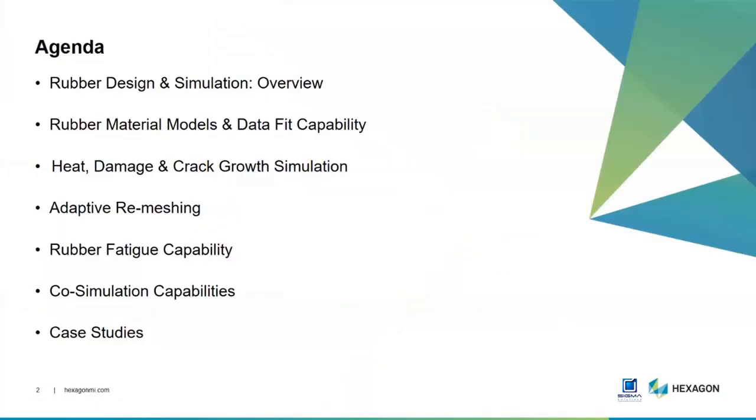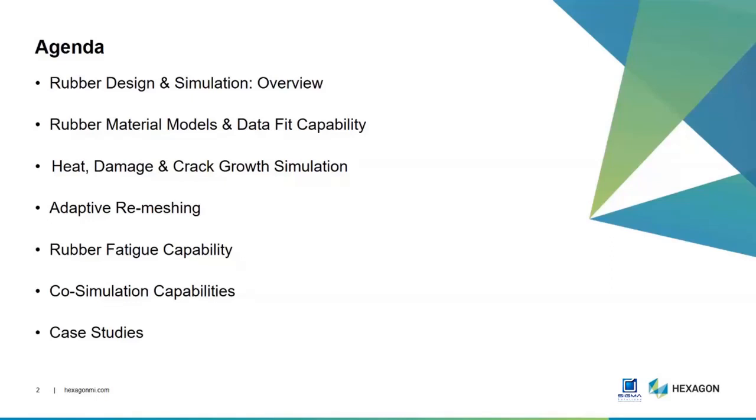So today's agenda will be to discuss the rubber design and simulation overview, rubber material models and data fit capability. In the previous session we discussed rubber testing using uniaxial extension, biaxial extension and planar shear. Once you have this testing, you can do the curve fitting using the Marc Mentat user interface. Once you do the curve fitting, you get the coefficients that you have to use for the various material models, for example Arruda-Boyce, Mooney-Rivlin, Ogden. Whatever you want, you can calibrate those test results and get the coefficients.